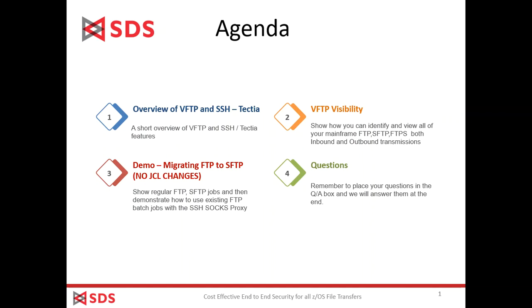And then lastly, to show you the real highlight of the two solutions, so that's VFTP and SSH Tectia working together, how you can migrate your batch jobs without making any JCL changes using the SSH SOCKS proxy.